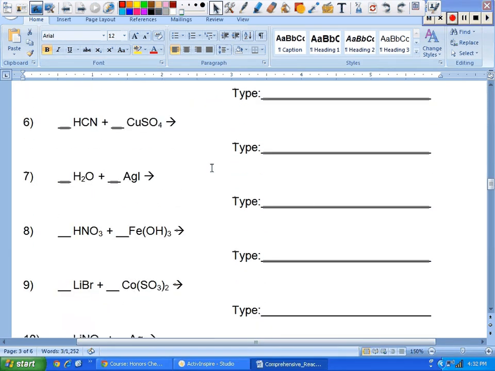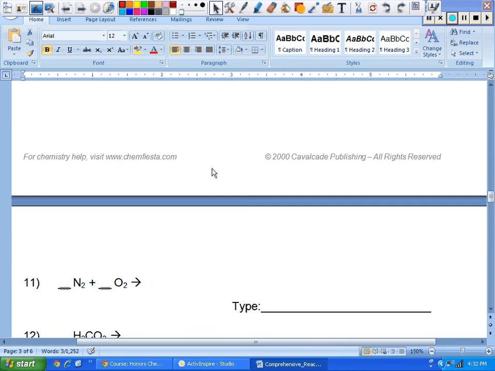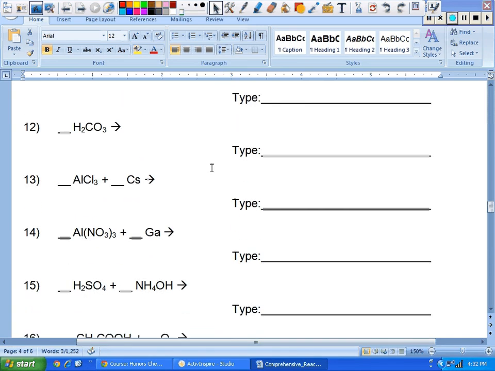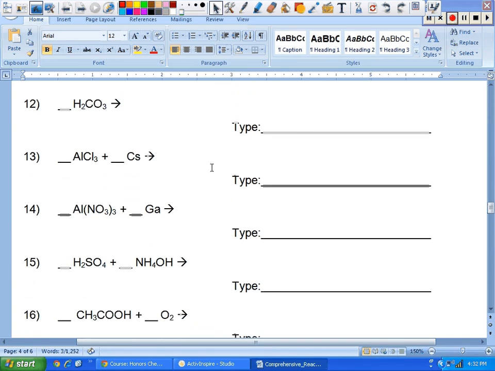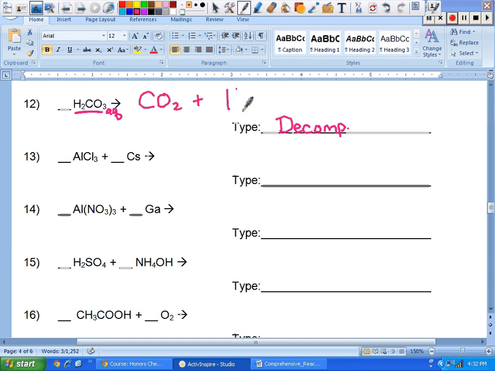Tell you what, let's do number 12 because this one might give you a little bit of trouble. This is a decomposition because you have one compound. Now, this is a specific type of decomposition. If you look in your notes, this is an acid. Okay, this is carbonic acid, and it says some acids will break down into carbon dioxide plus hydrogen gas. Okay, carbon dioxide plus hydrogen gas. That is what some of them will break down into.